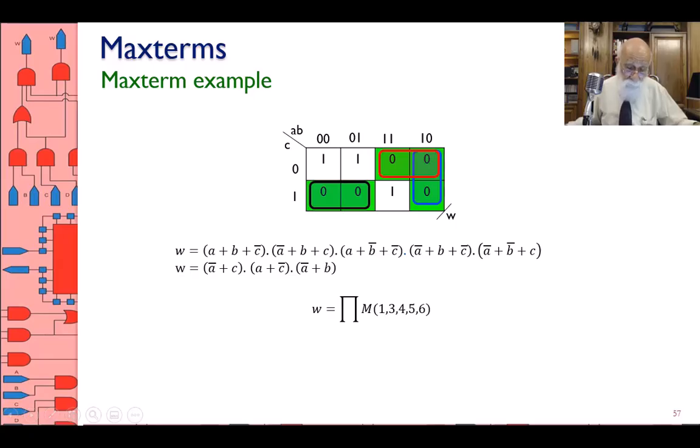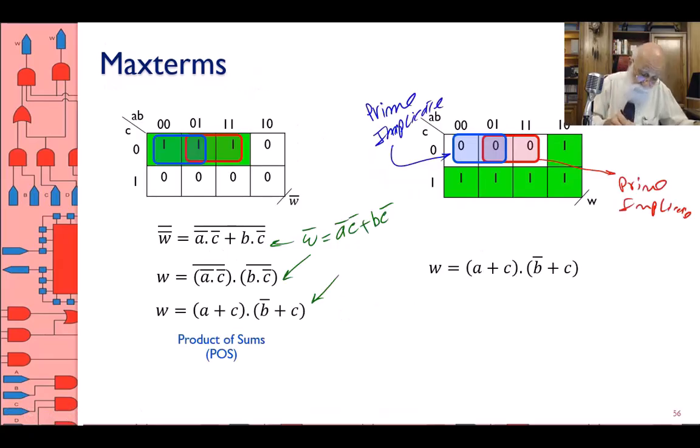The blue one is an essential prime implicate. Why? Because it has at least a max term that no other prime implicate covers. The red one is also an essential prime implicate because it has at least a max term that no other prime implicate completely covers. And therefore, I have all my essential prime implicates.